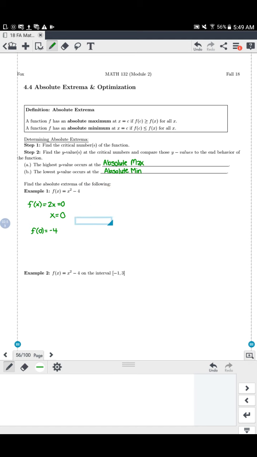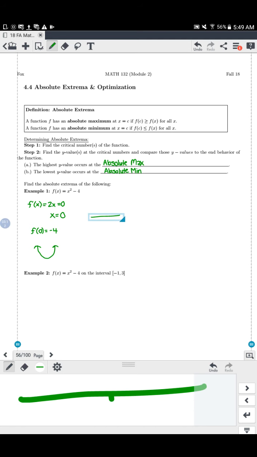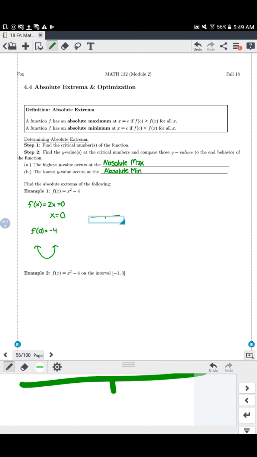We need to figure out the end behavior. So one way to figure out the end behavior would be to just draw a picture. We know this is a parabola. So that might help us figure out the absolute max versus absolute min. But a definite way that we all should know how is we'll have to make a sign chart. So normally with absolute extrema, you don't have to make a sign chart unless you're not on an interval.